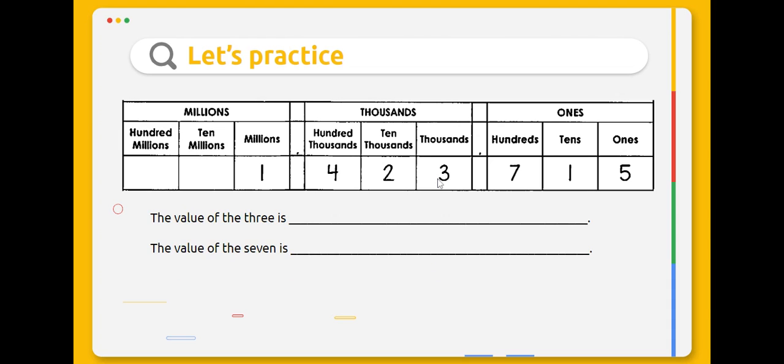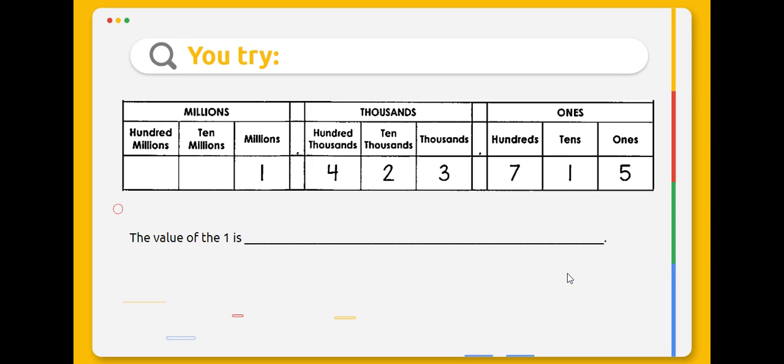Looking at the 3, we know that it's not worth 3 ones, 3 tens, 3 hundreds. It's worth 3,000. And there's 3 zeros behind it because there's 3 places behind it. Okay, looking at the 7, we know that the 7 is worth 700. Right? 700 dollar bills, right? So if I put 7 $100 bills down, I would have 700. That's what this number's worth. Good job. All right, it's your turn to try.